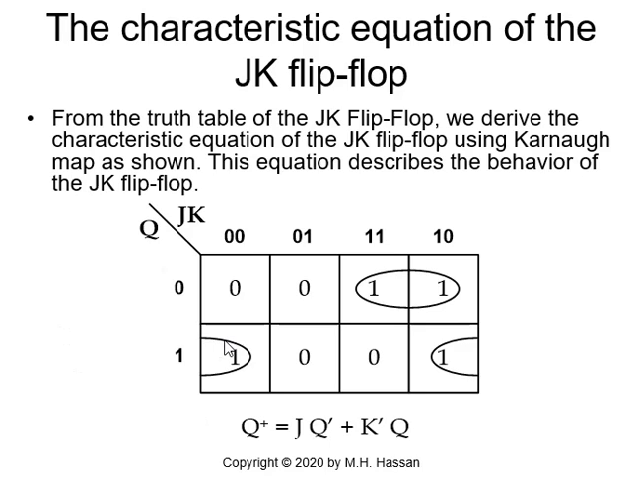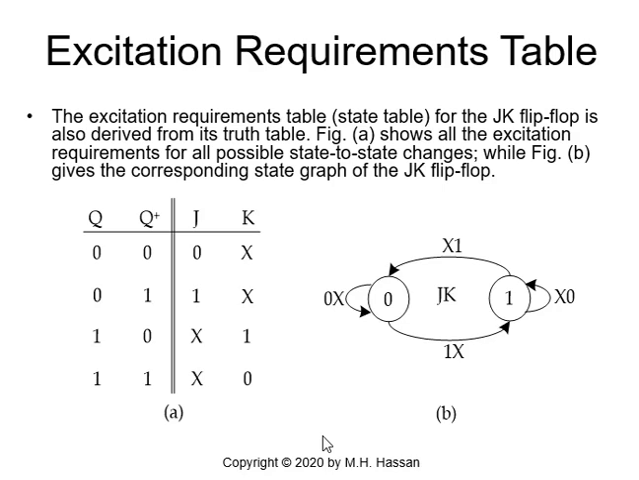This equation describes the behavior of the JK flip-flop. So from the truth table, we can get the characteristic equation, or from the characteristic equation, we can get the truth table. The excitation requirement: we look at the transition between Q to Q plus. What's the value of J and K? We did this with the SR latch and flip-flop. It's the same thing. For the transition from 0 to 0, J must be 0, but K is don't care. K could be 0 or 1. This is what the don't care means. So the transition from 0 to 0 will get J must be 0 and K is don't care.